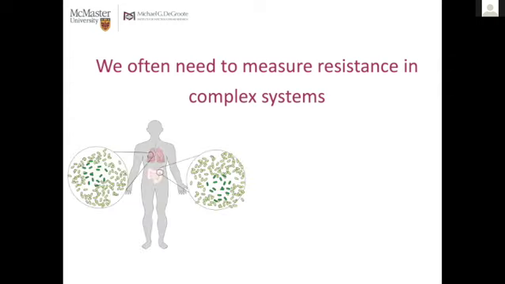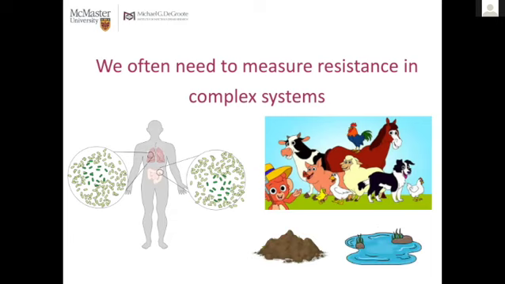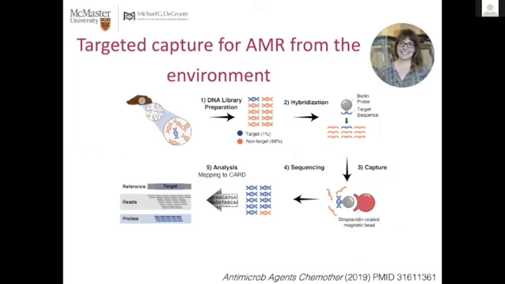Oftentimes we want to measure resistance in very complex systems, whether it's a gut microbiome or the farm or an environmental sample, water or soil or what have you. So I'm going to talk to you a little bit. I mentioned in the introduction that you can do this approach by shotgun, or you can also use targeted approaches. And I'm going to tell you about a strategy that was developed by Alison Guitar, a PhD candidate in my lab. We just reported it about a year ago, prior to the pandemic.